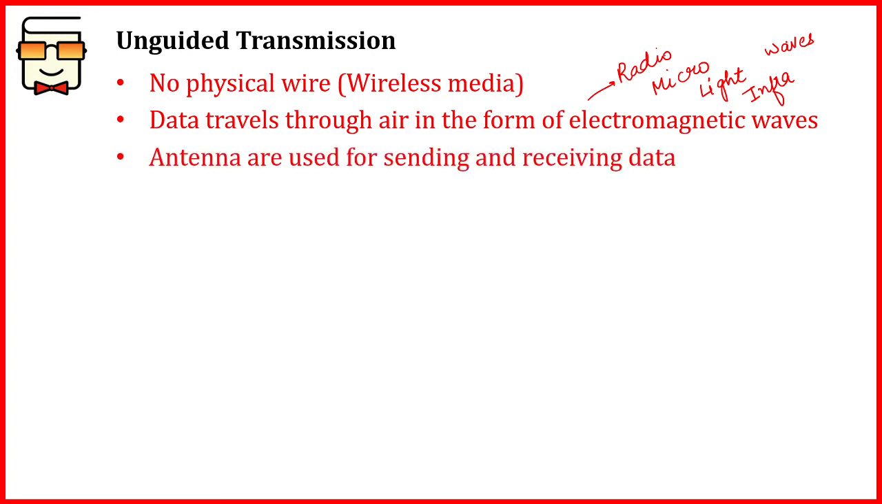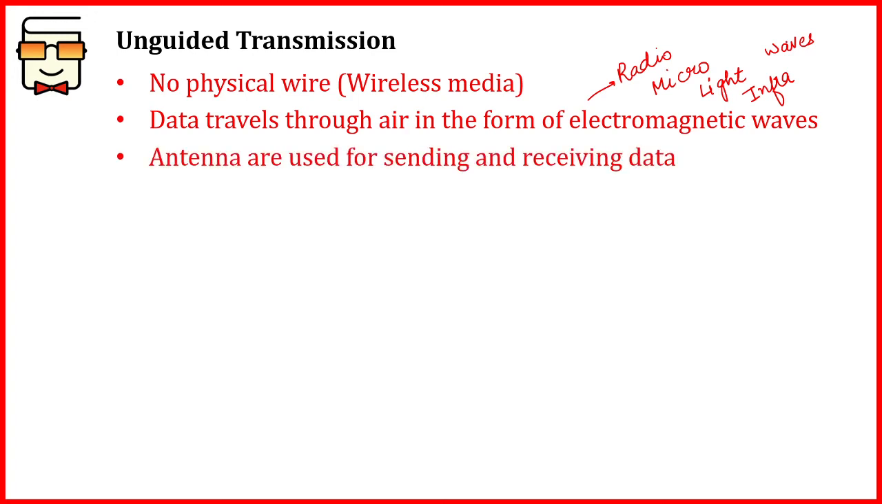Now let's come to unguided transmission. Unguided means the signal does not have any guidance. It is traveling in open air in the form of electromagnetic waves. There is no physical wire or cable present. It is a wireless medium, also known as wireless transmission, and data is mainly traveling through air in the form of electromagnetic waves. These can be radio waves, microwaves, infrared waves, or light waves. We will be studying all of them, and different applications and types of guided and unguided media, in future videos. But for now, let's understand the basic differences between them.